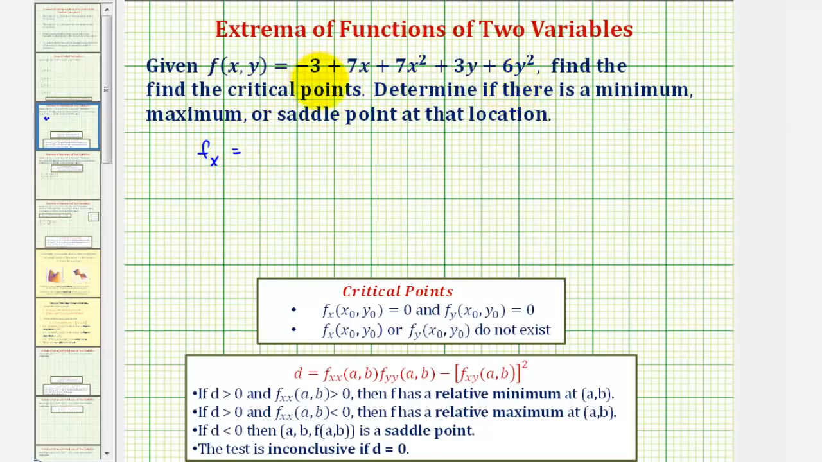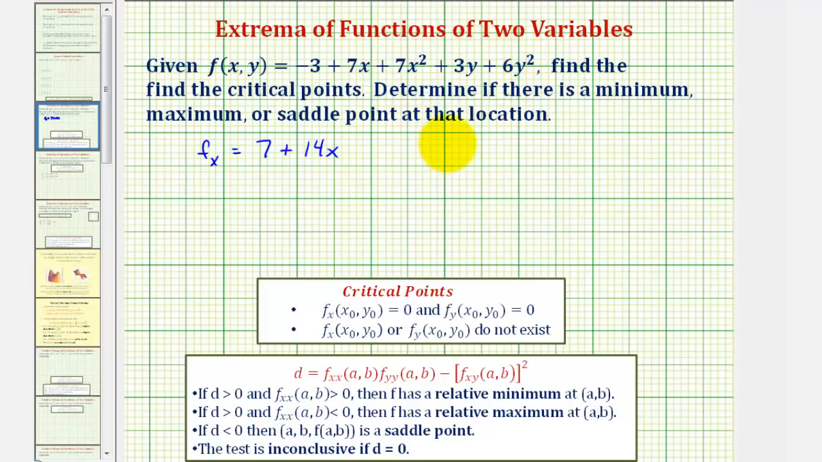So the derivative of negative 3 would be 0. The derivative of 7x with respect to x would be 7, plus the derivative of 7x squared with respect to x would be 14x. Then the derivative of 3y with respect to x would be 0, since we're treating y as a constant, and the derivative of 6y squared with respect to x would also be 0.